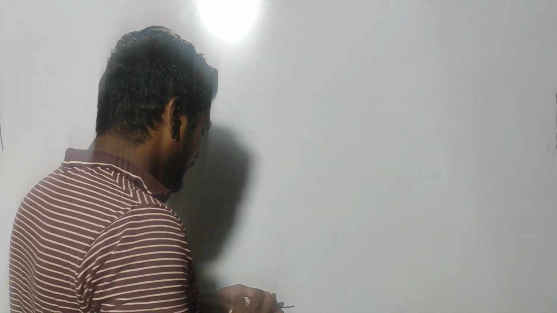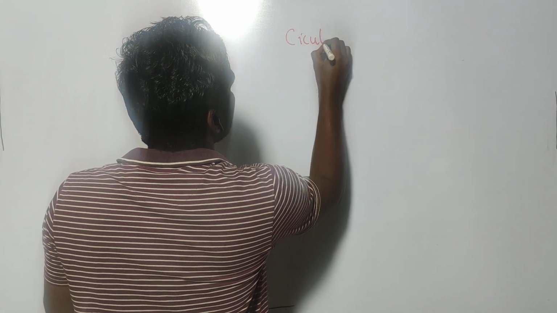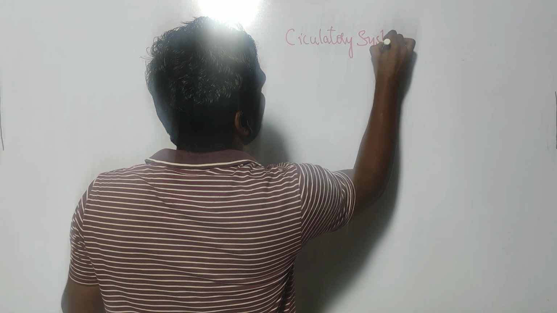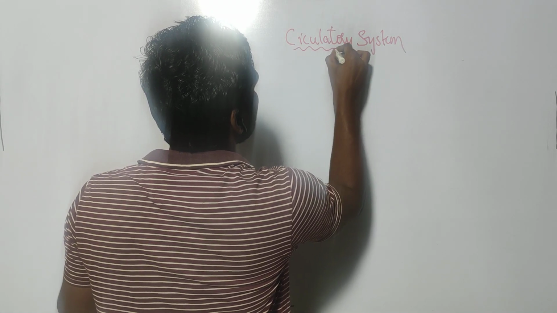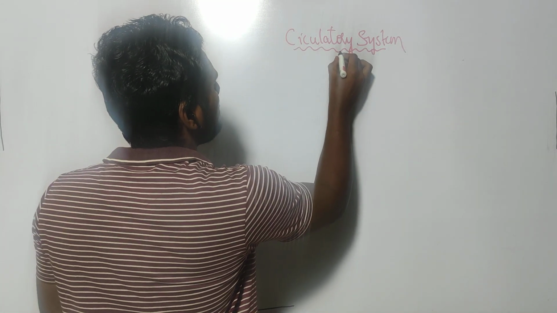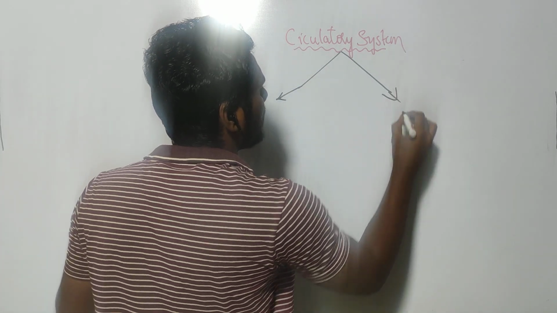Next, after coelom, what? After coelom, circulatory system. You come for the concept circulatory system. Yes. How many types of circulations are there? Two types. What are the two types of circulations?